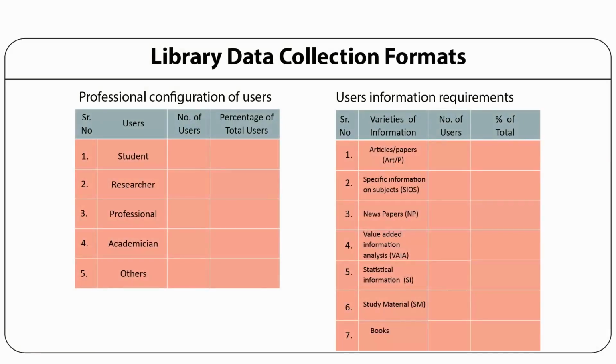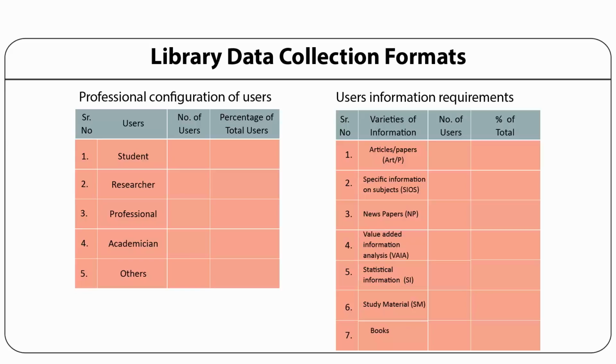Here in the columns we have user category, number of users, and then percentage of total users. So here we have classified users into 5 different categories, and under each of the users you can find the numbers, and then the percentage of numbers you can calculate. So this is one data set you have got.